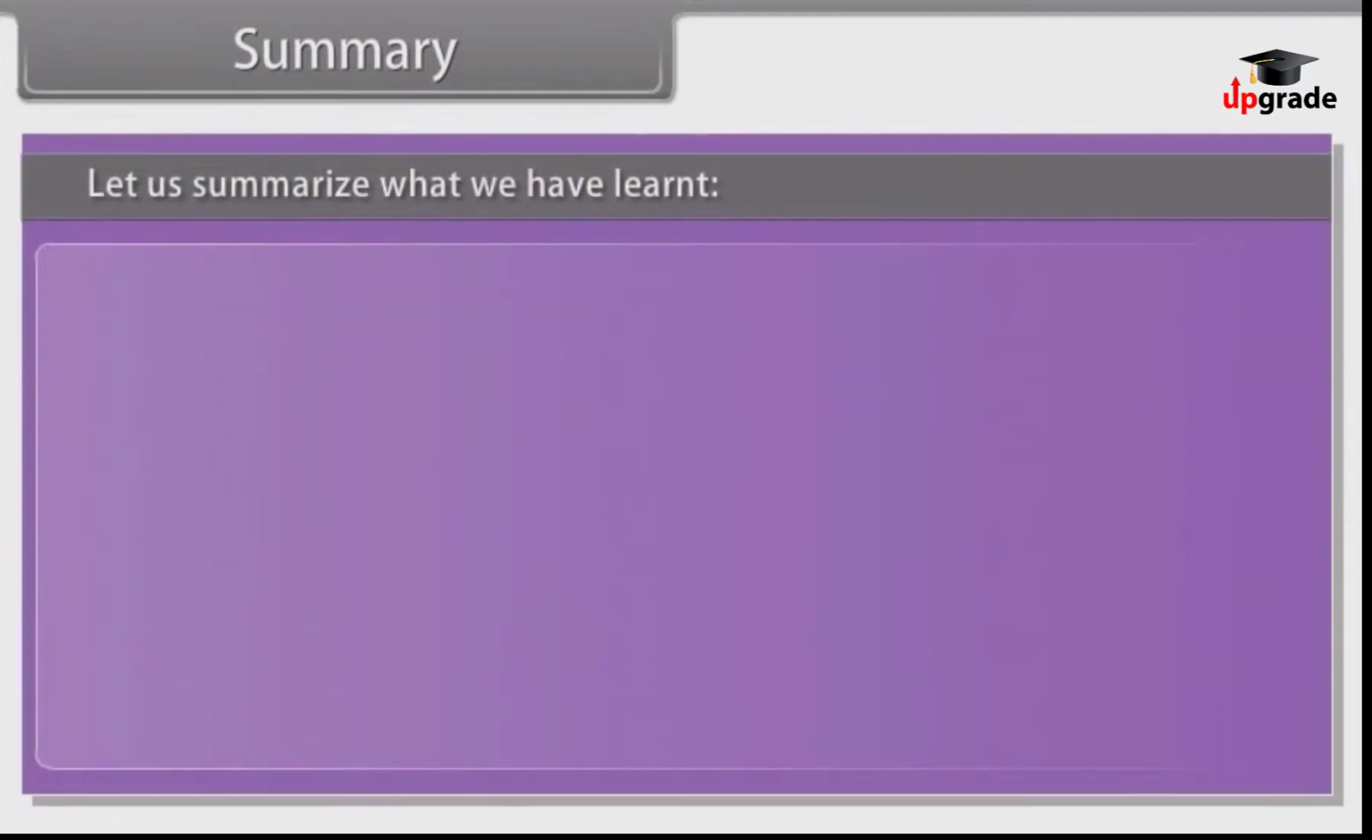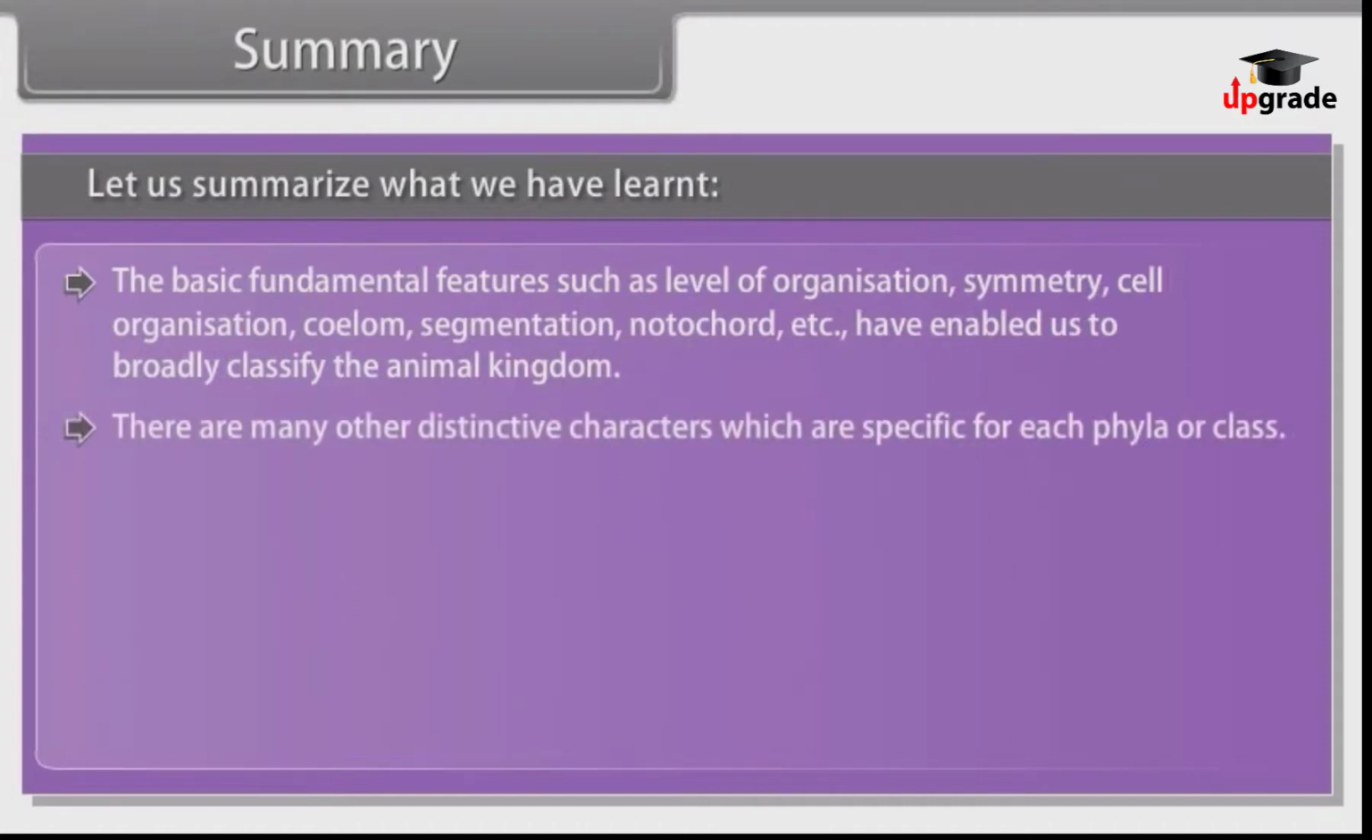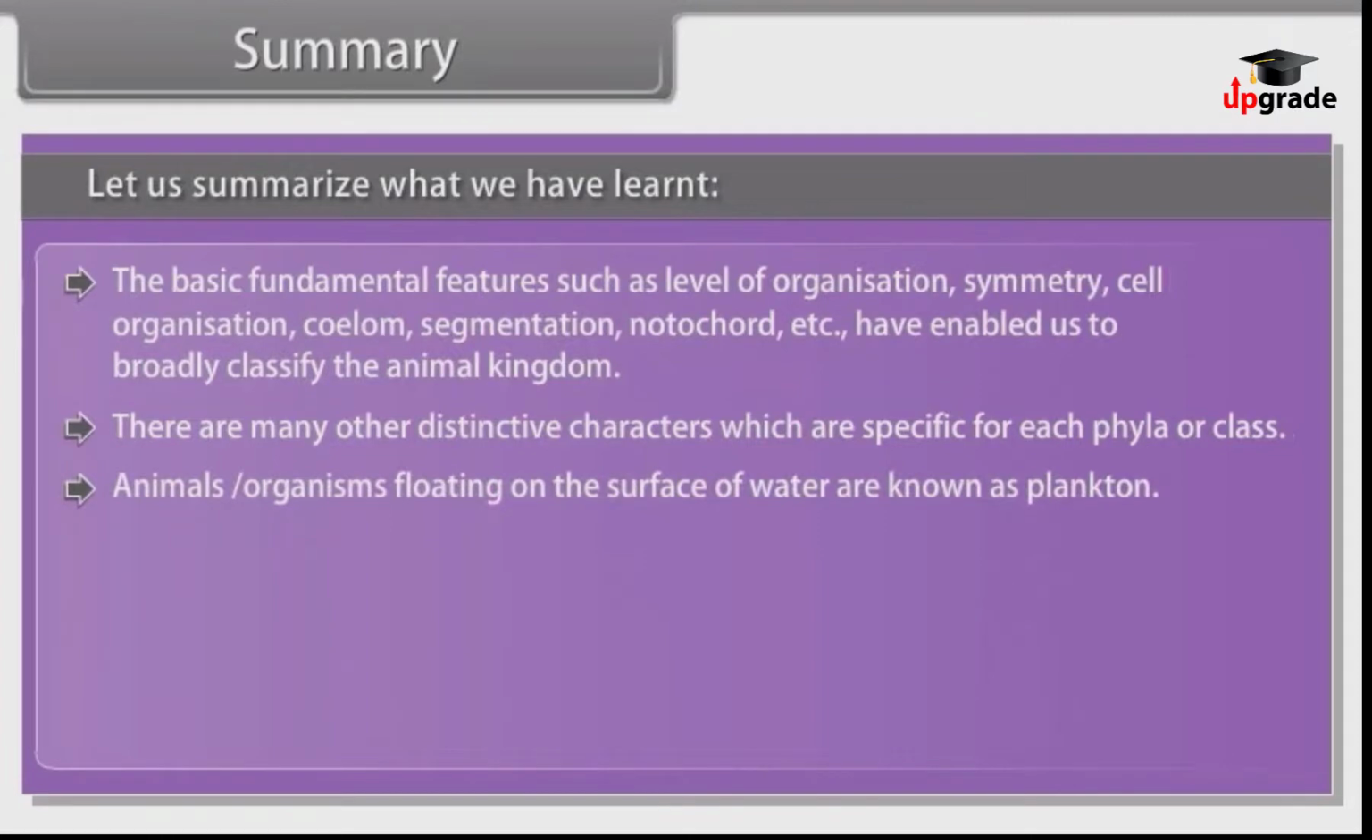Summary. Let us summarize what we have learnt. The basic fundamental features such as level of organization, symmetry, cell organization, coelom, segmentation, notochord, etc. have enabled us to broadly classify the animal kingdom. There are many other distinctive characters which are specific for each phyla or class. Animals or organisms floating on the surface of water are known as plankton.